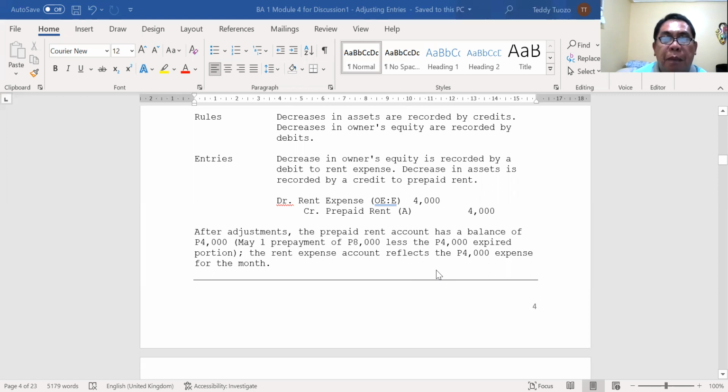After adjustments, the prepaid rent has a balance of 4,000. Of course, since the 8,000 was prepaid, after the preparation of the adjusting entries, because we credited prepaid rent, the balance becomes 4,000.